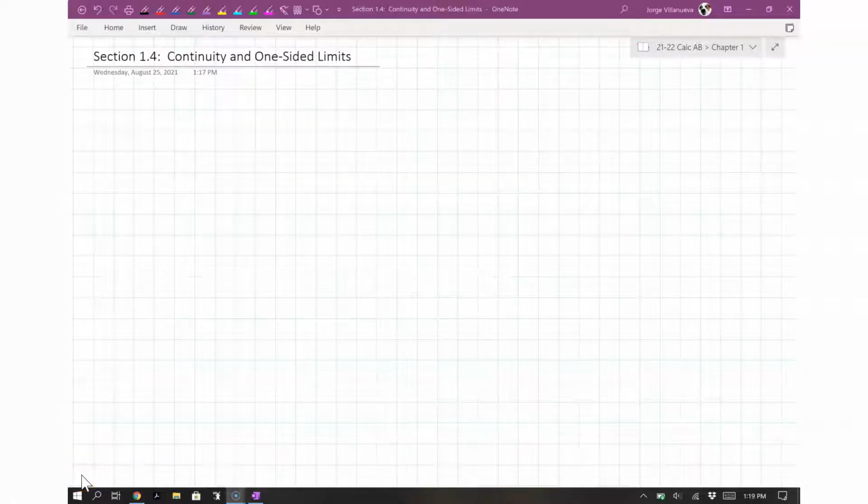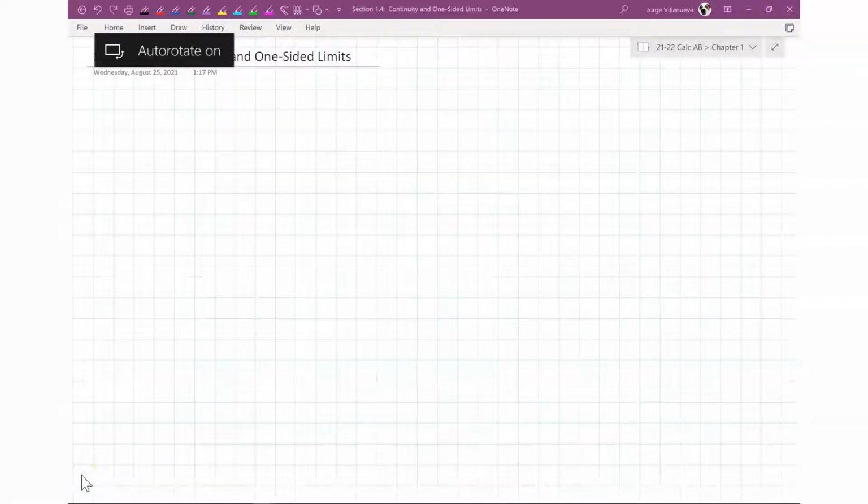All right. So the section 1.4, I just realized I didn't take off the keyboard for this thing, so there it is. This section 1.4 has to do with continuity and one-sided limits. So continuity of functions and one-sided limits to functions, okay?